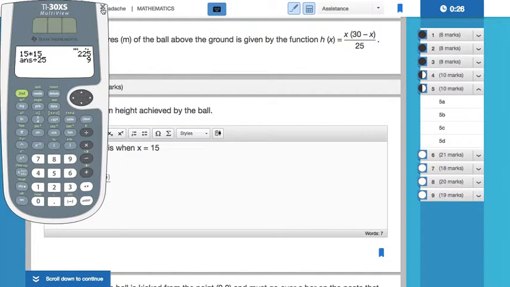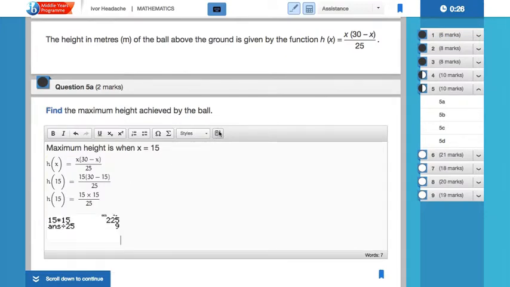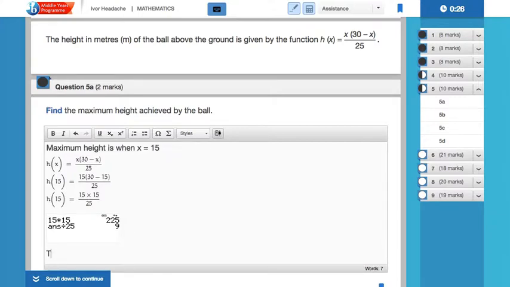And then if I just close my calculator down and click the calculator icon to insert that, to show how I've done it, and then I'll just write the maximum height is 9 meters. If I've got enough time, I can make that nice and clear and bold and highlighted, but it's not the priority to make it look pretty.